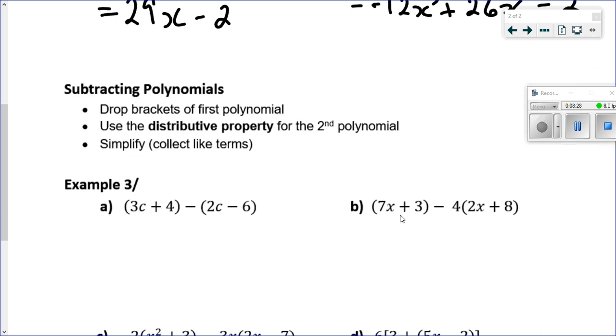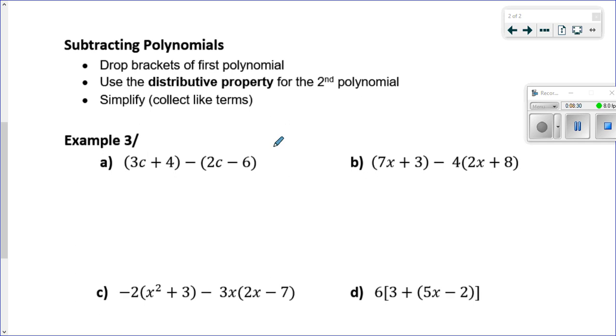Okay, now, this first rule doesn't always apply. The reason I say that, drop the brackets of the first polynomial, only works if the value is positive and a 1. If you look at C, where we have a -2, you can't do that. You have to expand out -2 times everything in the brackets.